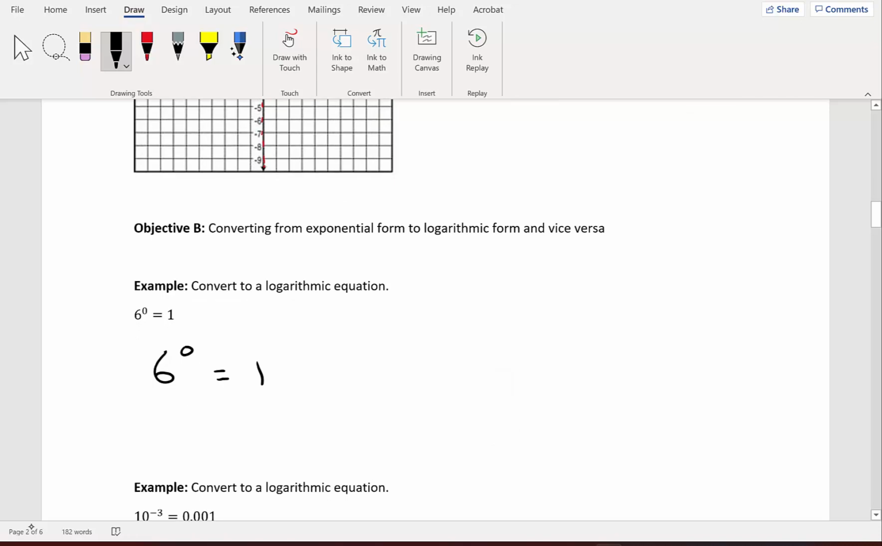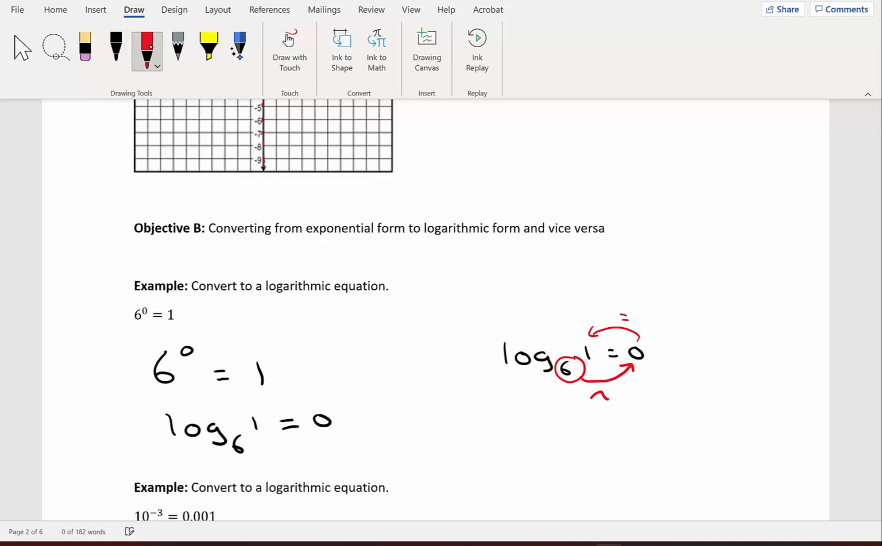Okay. So converting it to a logarithmic equation, we have log, and then our base is the same. The base for your exponential equation and the base for your log equation are going to be the same. So I have log base 6. So we have log base 6 of 1 is equal to 0. Now if we do our quick check, you take your base, raise it to this power, and it has to be equal to this number, which is essentially what we have right here. 6 raised to the 0th power is equal to 1. So now we changed from exponential equation to logarithmic equation.